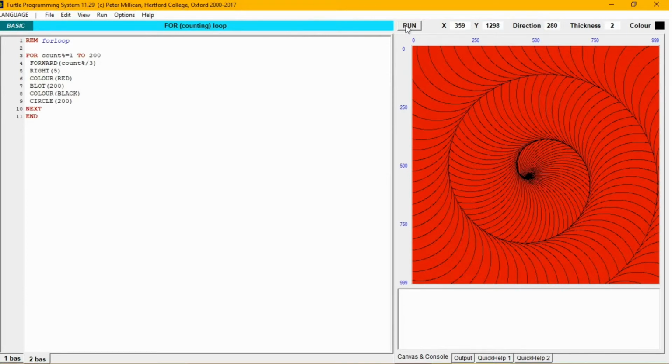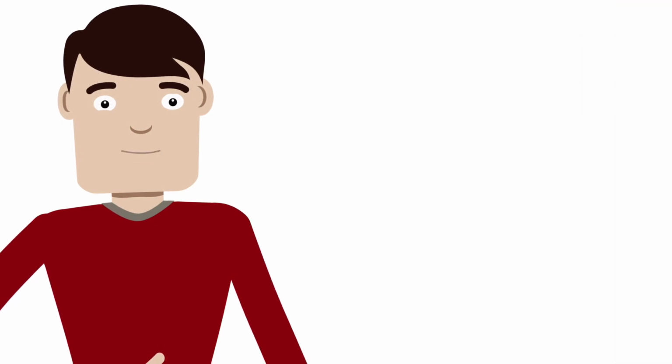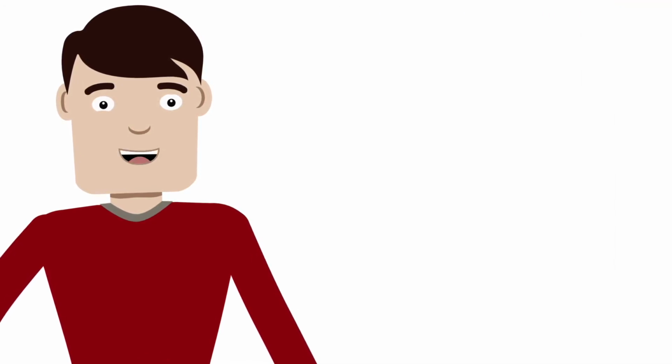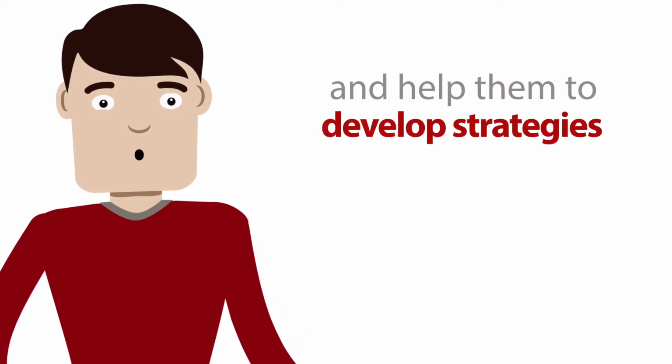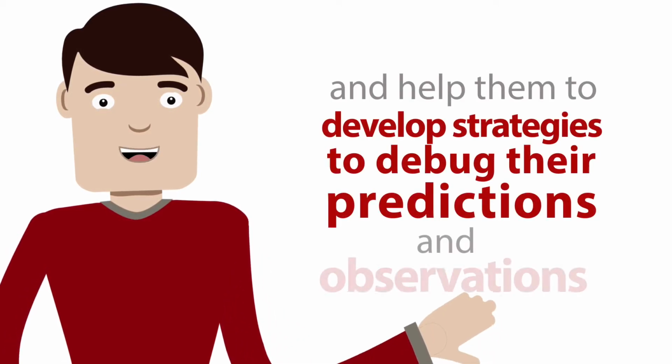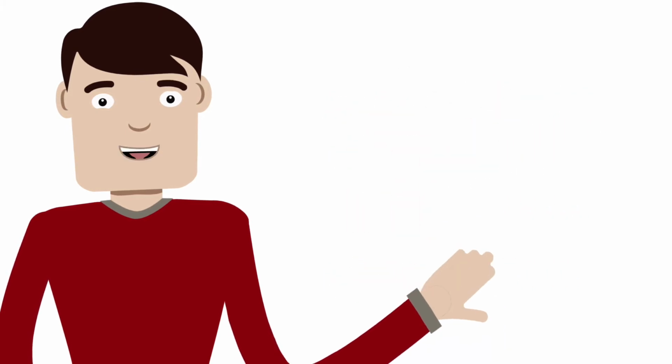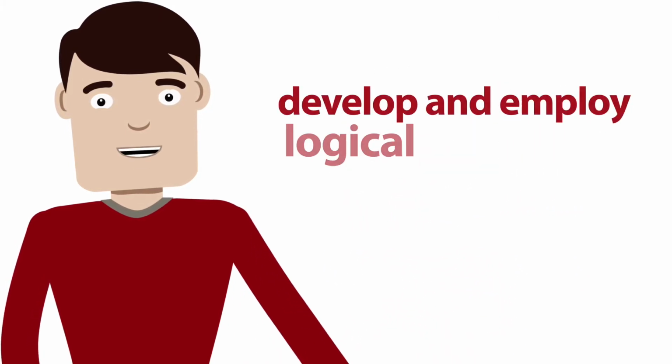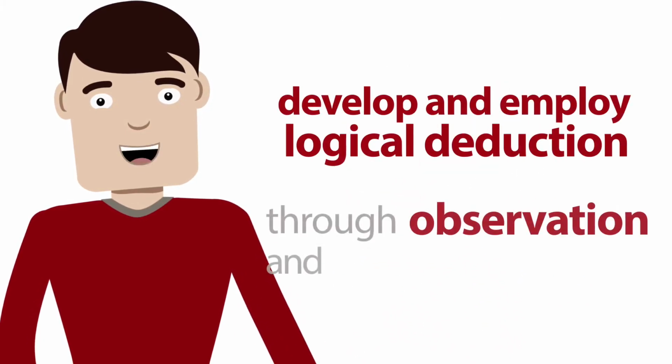We can then return to our students and discover how their predictions match the outcome and how and why they may not have. And here, where the predictions are wrong, we can help them reach into their mental toolkit to begin to reason about why it was wrong and help them to develop strategies required to debug their predictions and observations, helping them along the way to develop and employ logical deduction through observation and experimentation.